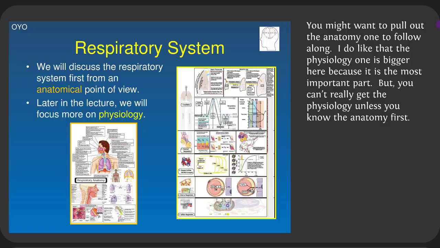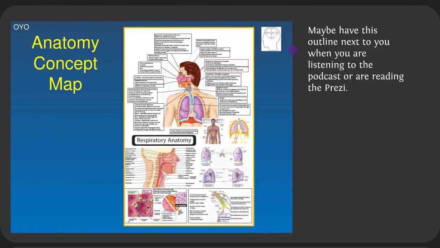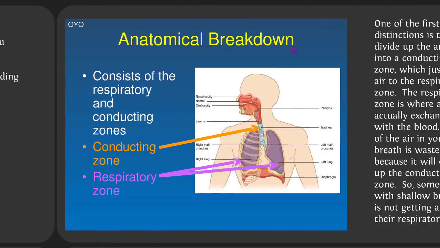You might want to pull out the anatomy one to follow along. I do like that the physiology one is bigger because it's more important, but you can't really get the physiology unless you know the anatomy first, so that's why we'll start with the anatomy. So again, maybe pull this out so that you can refer to it.